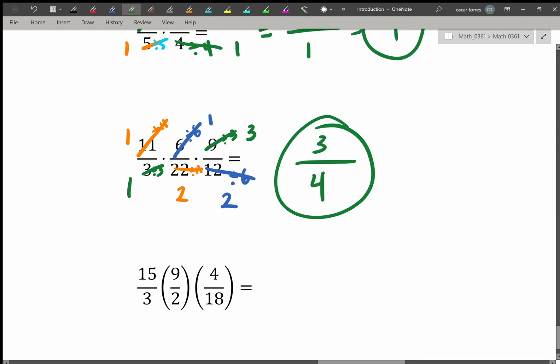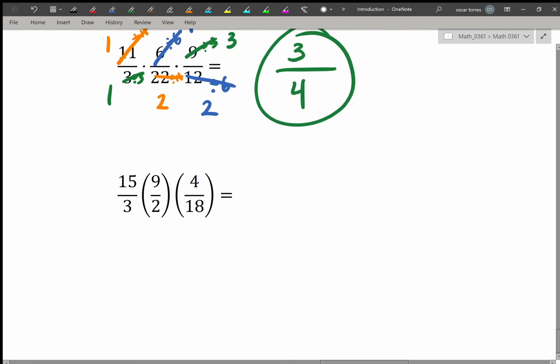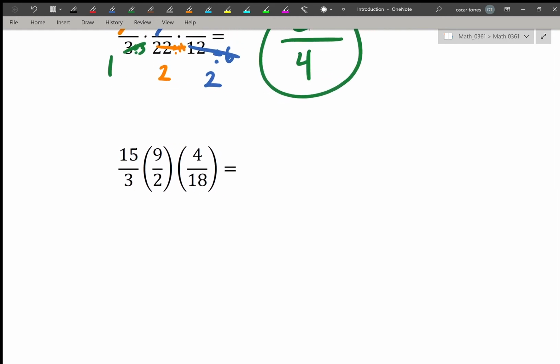Now that's not always going to be true, but whatever your result is, it'll always be smaller than the alternative of just multiplying all numbers on top and all numbers on bottom. It's usually a lot harder to deal with that than doing it this way. So we'll do one more example of multiplication, and that is when fractions are in parentheses.